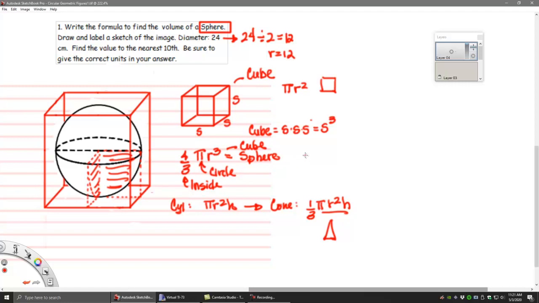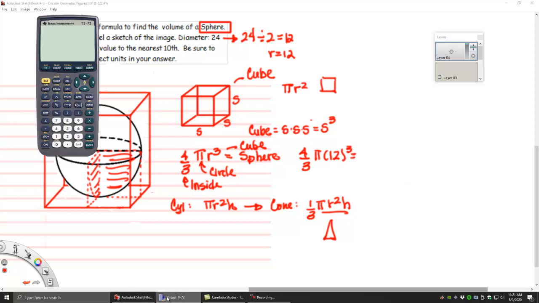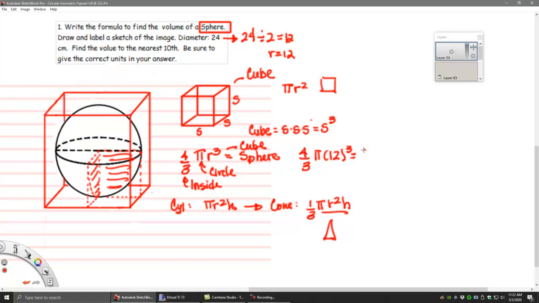So 4/3 pi, and then my radius is 12, so 12 to the third power, kind of a nice simple formula. Bring up my calculator and we'll go ahead and plug this in. 4 divided by 3 times pi times 12 raised to the third power. And I get 7,238.2. And then my units will be in centimeters, so centimeters cubed will be my units.